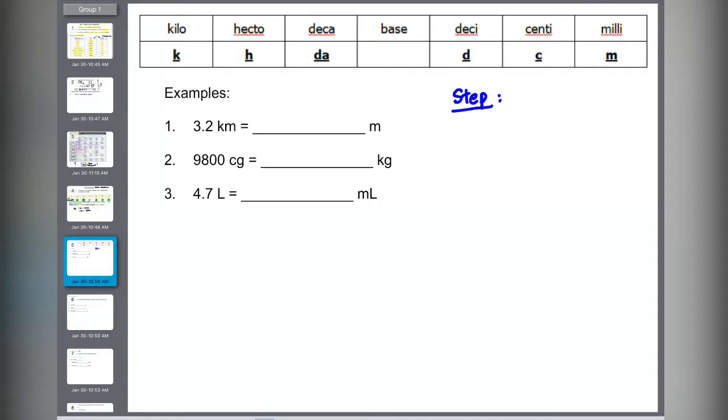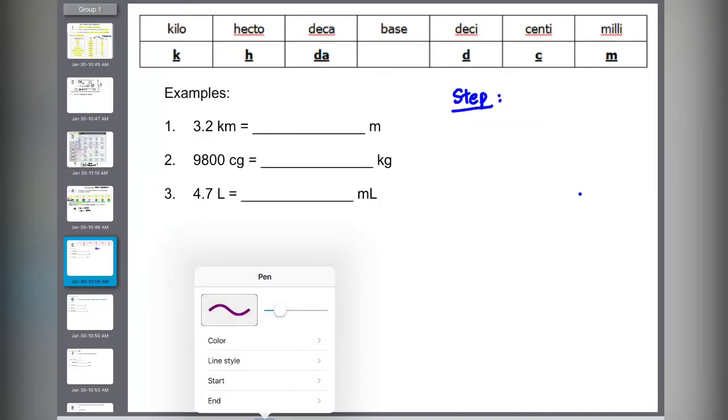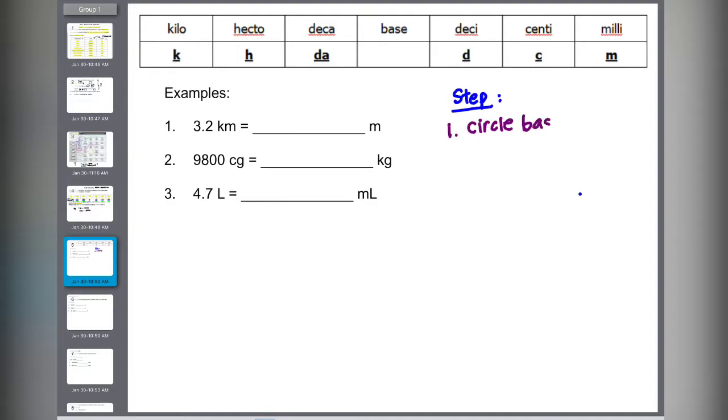So I'm going to go into a bit of detail, step by step, what we're going to be doing. Okay, the first step: I'm actually going to color code these steps and then show it to you with the example so it's easier to follow. If you're using Kami, you can choose to color code your stuff fairly easily too. Okay, so I'm going to click step 1. Step 1, I want you to circle your base unit.